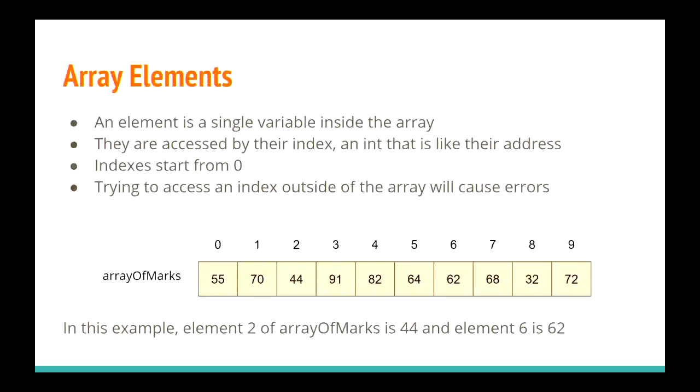So the array has elements in it. We refer to all the individual, for the moment, numbers, but we're going to have arrays of other things later. Every integer in the array is considered one element of the array. The way that we access the individual elements of the array is by what we call an index. The index is just a number that says how far into the array we need to go to find the particular number we're going to.